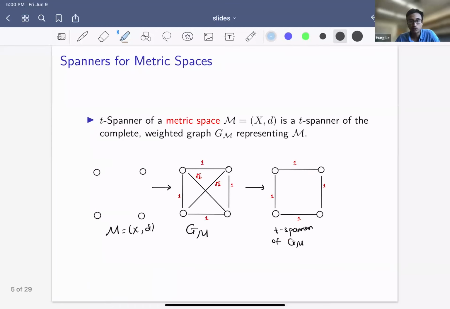Sometimes we're also talking about spanners for metric spaces. What does it mean to be a t-spanner of a metric space? Well, you can think of a t-spanner of a metric space as a t-spanner of the complete weighted graph representing the metric. For example, if I have a metric space of 4 points, then I can form a complete graph on 4 points with weights representing the distances between these points. And then if I apply the t-spanner on the complete graph, I get a t-spanner of a metric space.